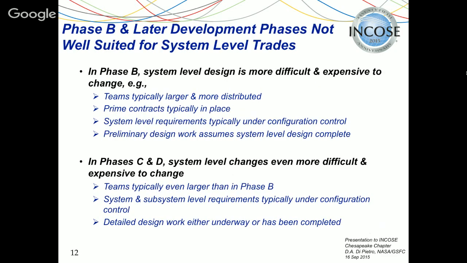Okay, so conversely, phase B and later phases are not well suited to conduct concept design. In phase B, the system level design is more difficult and more expensive to change. Teams are typically larger and more distributed. Prime contracts are typically in place, and the system level requirements typically are under configuration control, and preliminary design work assumes the system level design work has been completed. In phases C and D, things get even worse. Teams are typically even larger, and both system and subsystem level requirements typically are under configuration control, and detailed design work either is underway or has been completed.